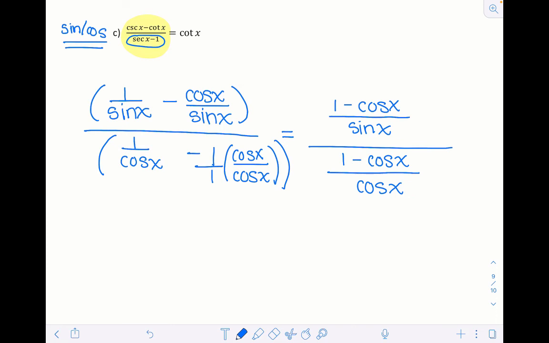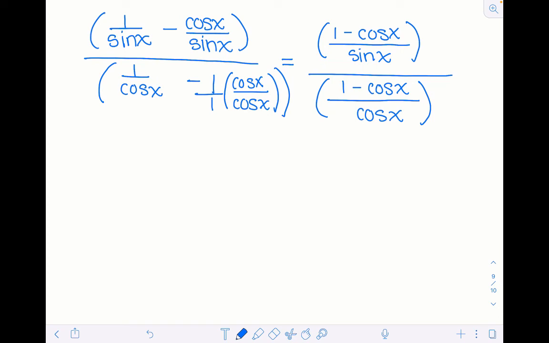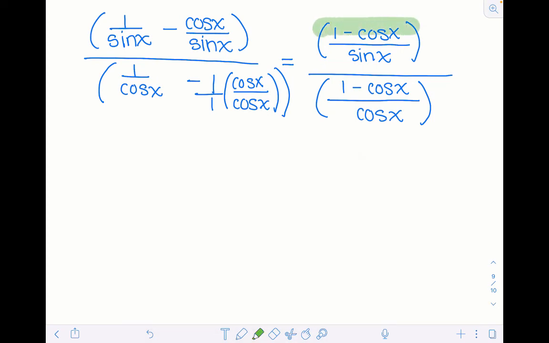So it does look a little complicated here because what we're actually dealing with is something called a complex fraction, which is a fraction in the numerator and another fraction in the denominator. And so one algebraic technique we can use here is the concept of multiplying by the reciprocal. So when you do that, first you leave the numerator fraction alone. So I'm just going to rewrite that as 1 minus cosine of x over sine of x.